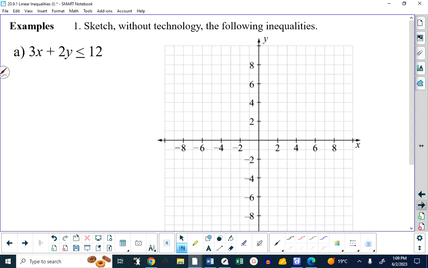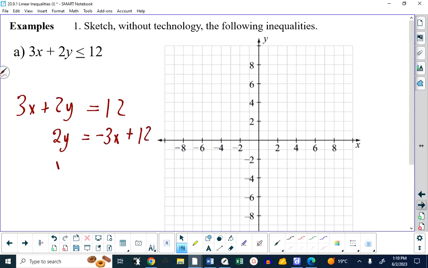So sketch without using technology the following. Let me ask you a question. Are we going to have a solid line or a dotted line here? Solid, right? Because there's an equal to in there. So in our head, we say to ourselves, let's not worry about the inequality, let's graph that line. We go back to grade 10 math, start rearranging for y. I'm going to have to divide both sides by 2.